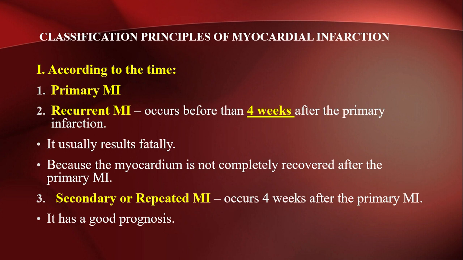Primary myocardial infarction is the first time affection of the myocardium of the patient. Recurrent myocardial infarction occurs earlier than 4 weeks after the primary infarction. It usually results fatally because the myocardium is damaged and not completely recovered after the primary myocardial infarction. But the secondary myocardial infarction has a good prognosis. It occurs 4 weeks after the primary myocardial infarction.